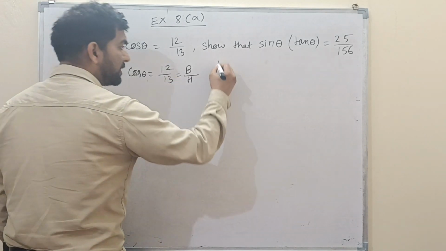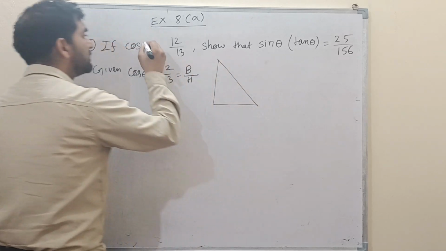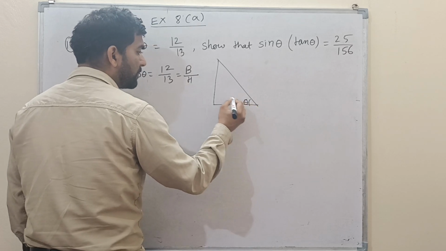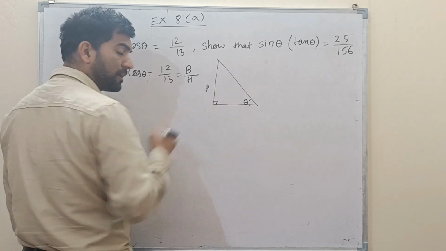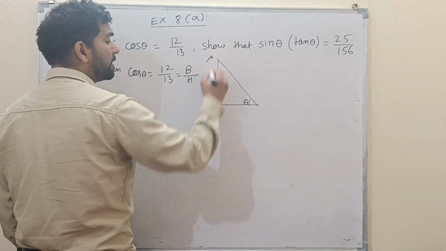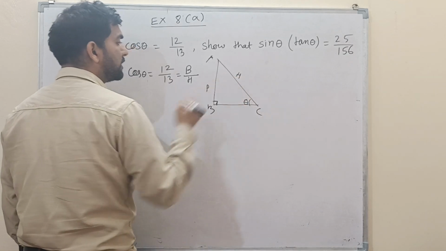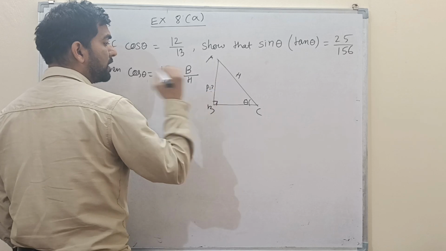Let us draw a right angle triangle. Since it is given theta, I'll mark here theta. Opposite to theta is the perpendicular. This is a 90-degree right angle triangle we are drawing, A, B, C. Opposite to 90 degrees is our hypotenuse. So perpendicular is what we have to find.